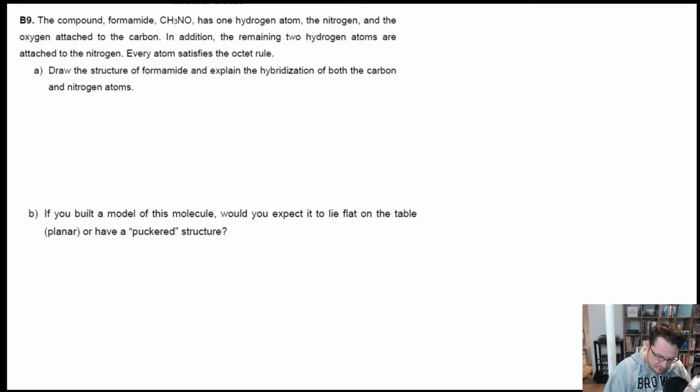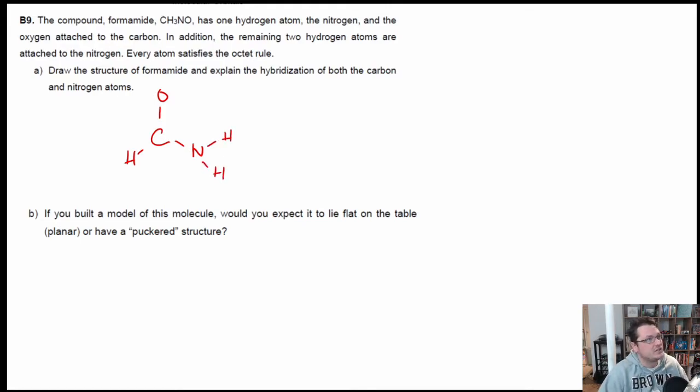So for formamide, the formula is written out as CH3NO. That's not how the bonding is, right? I described the bonding in the next part, so you just have to pay attention to that. In this case, it has one hydrogen atom, the nitrogen and the oxygen attached to the carbon. So we have a carbon, and one hydrogen, one nitrogen, and one oxygen bound to the carbon, and then the two remaining hydrogen atoms are attached to the nitrogen. So we have hydrogen here and hydrogen here.